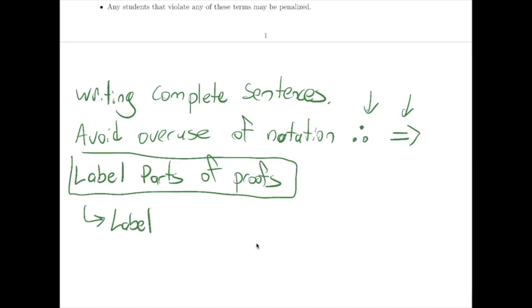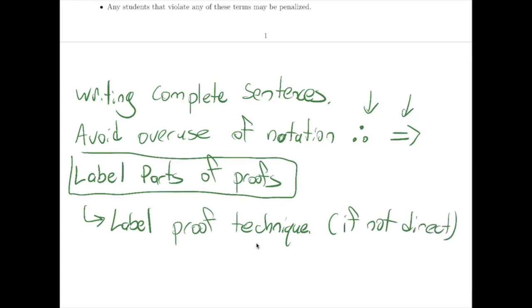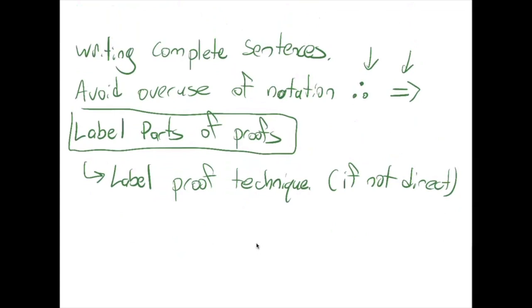Basically, all of this stuff is spelled out in the proofwriting guidelines worksheet, but I would like to point some of these out in particular. Label proof techniques, if not direct proof. If it's direct, you don't need to indicate that, but if you're using another proof technique, then tell me what you're doing: proof by contrapositive, proof by contradiction. And then have the correct outline in mind.